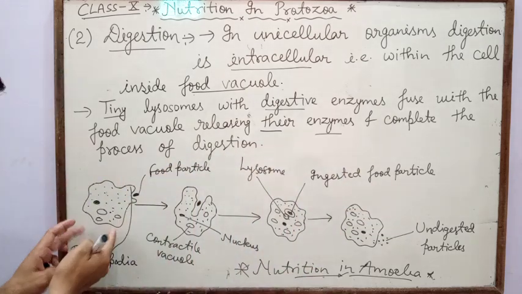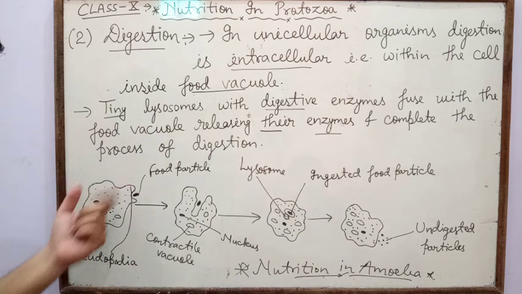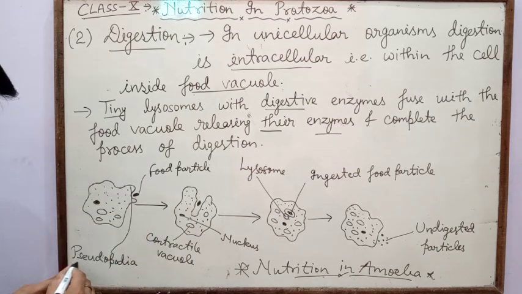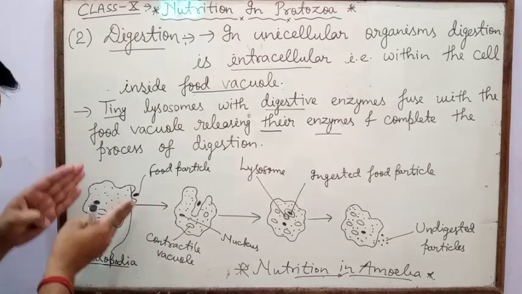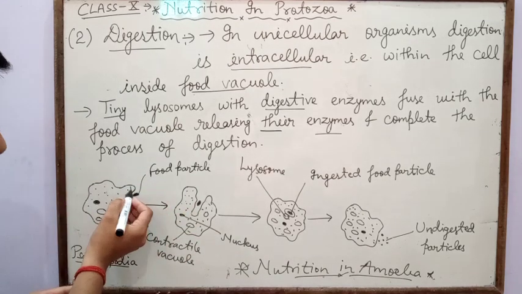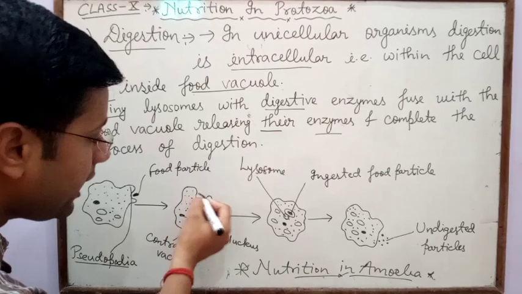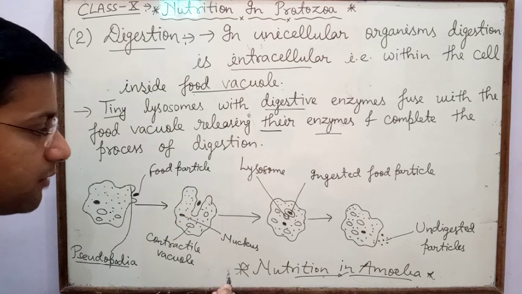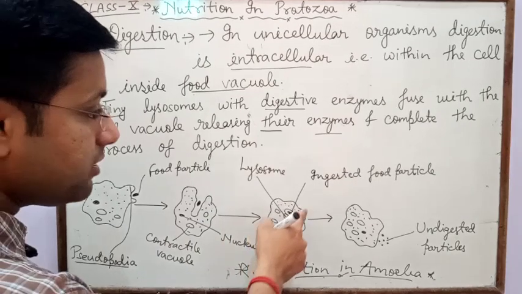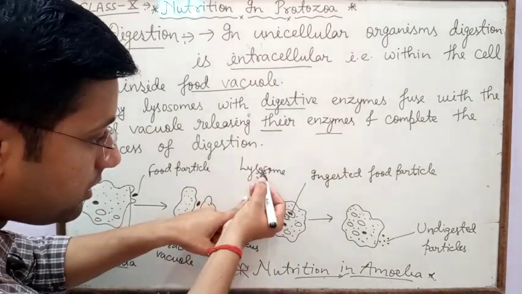In this diagram, this is the structure of amoeba, a unicellular organism. Here a finger-like projection is present, called pseudopodia, also called false feet. If any food particles are present outside, amoeba captures them with the help of pseudopodia. The food particles are ingested inside the amoeboid body and enter the vacuole, which fuses with lysosome.